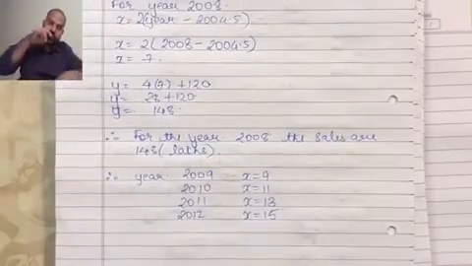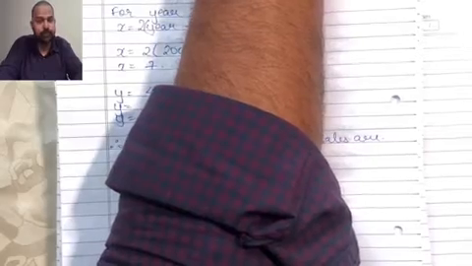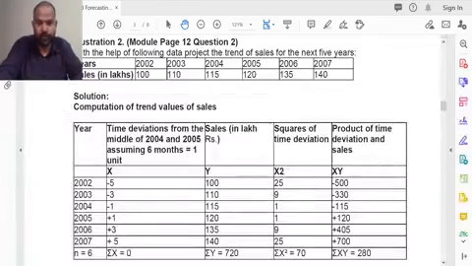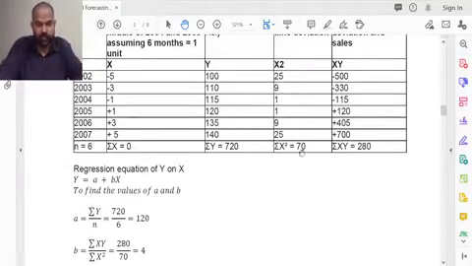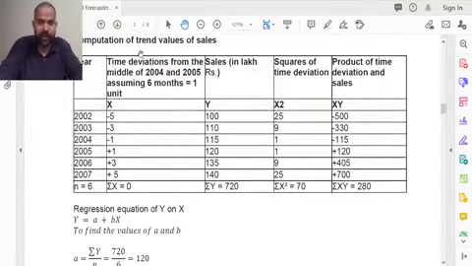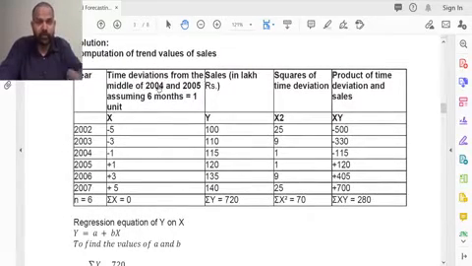I'm going to run through the solution that is there in the module, and this is what they expect in your solution. So let's come to the solution in the module. These are values that we got, 720, 70 and 280. If you notice, they have given you a very lengthy explanation. Time deviation from the middle of 2004 and 2005, assume 6 months is equal to 1 unit. There's just too much stupidity written.